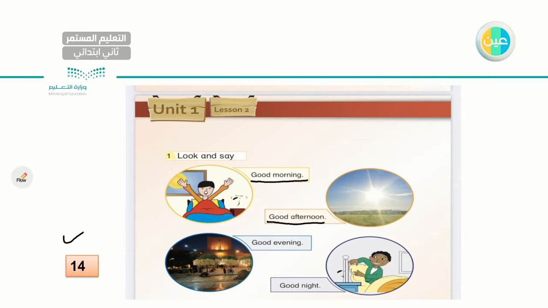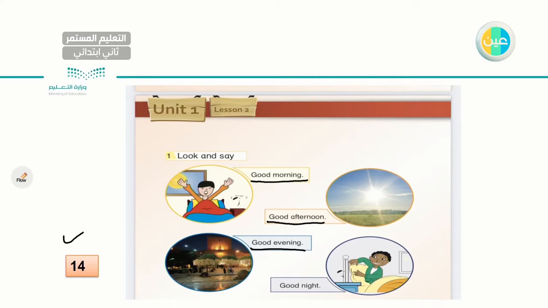For the third picture, it's probably after 5 p.m. So to greet, not good morning now, we will be using good evening. Very good. Repeat after me, please. Good evening. One more time. Good evening. One last time. Good evening. Very good. And the last one I have is good night.